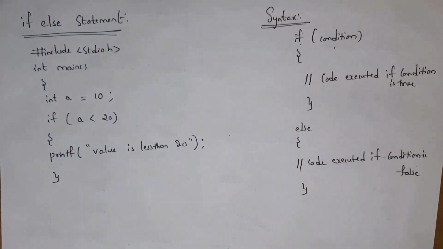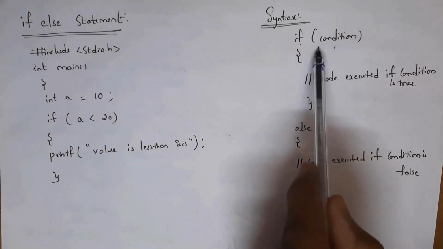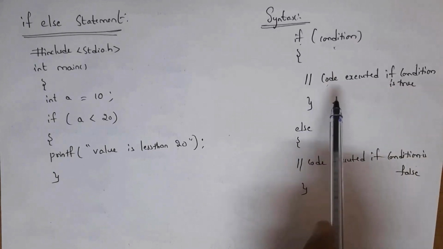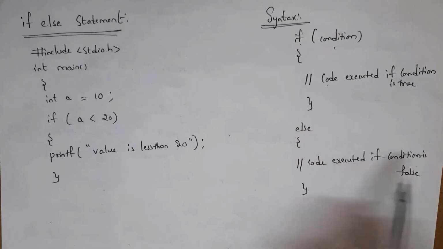If the condition is true, then whatever code is present inside if will be executed. If the condition is false, then whatever code is present inside else will be executed. This is the syntax. Here you need to write if and give a condition. If this condition is true, then whatever code is present inside if will be executed. Or if the condition is false, whatever code is present inside else will be executed.